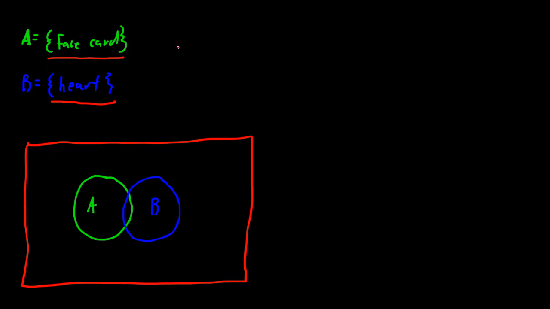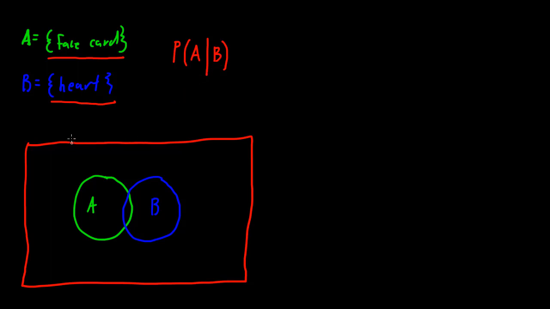So the way that we write that out is we write the probability that we've gotten a face card, so the probability of A, given, so this vertical line means given that we've already gotten a heart. So the probability of A happening, given that we know that B has already happened.